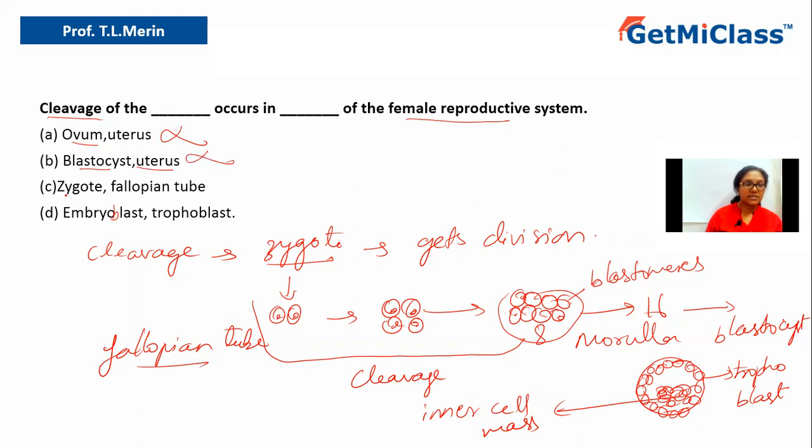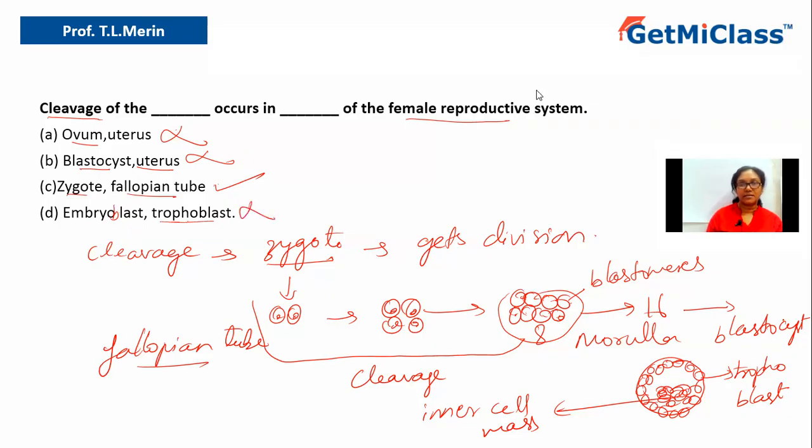Then option C says zygote and fallopian tube. Yes, that is perfectly fine, because the zygote undergoes cleavage, and this division happens in the fallopian tube itself, after fertilization. So that is correct. Option D says embryoblast, trophoblast. The embryoblast is nothing but the inner cell mass, so cleavage doesn't occur at that stage; we cannot call it cleavage once it forms the embryoblast. And the trophoblast is not the place where cleavage occurs; it is just the outer layer of the blastocyst. Hence it is ruled out.